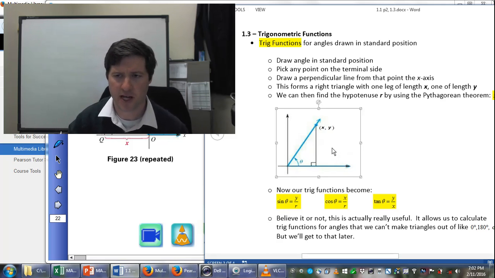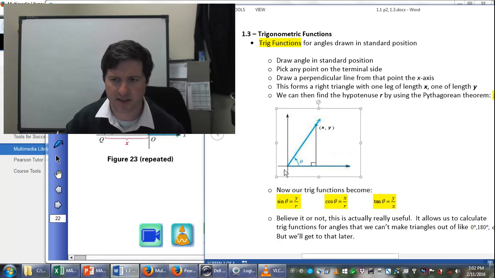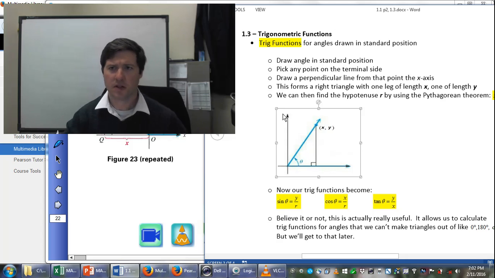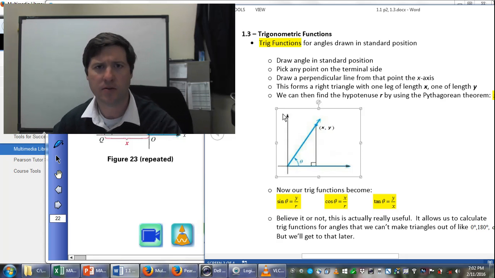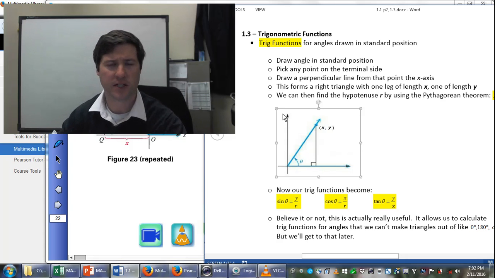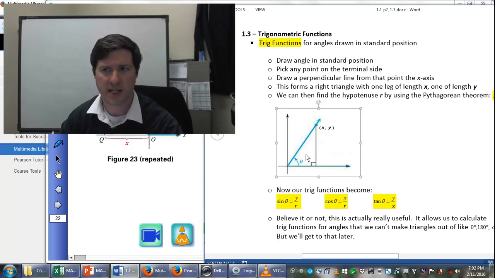Okay. So, in order to define our trig functions, what we do, I've chosen just an arbitrary angle here, this arbitrary angle theta. I've drawn it in standard position. And now what I've done is picked a point on the terminal side of that angle. And these functions, when we actually get to calculating them, you can pick any point you want as long as it lays on that terminal side.